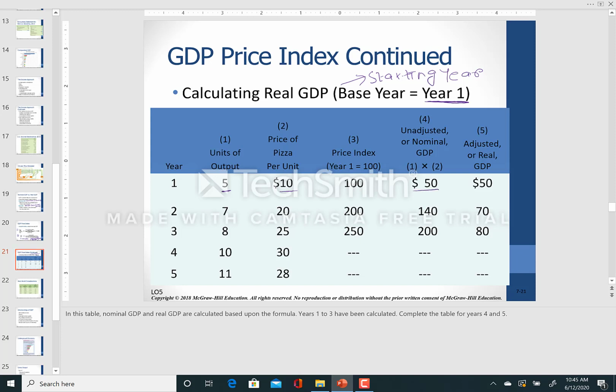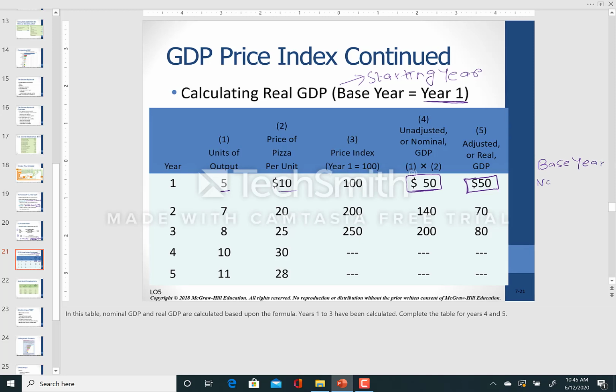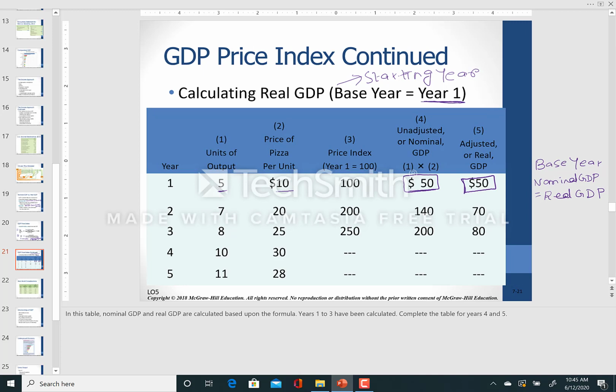So how do you find the nominal gross domestic product? Nominal is current price times current quantity. The real is base year price times current quantity. But if I have year 1, which is the base year, for the base year we will have nominal gross domestic product equal to the real gross domestic product.